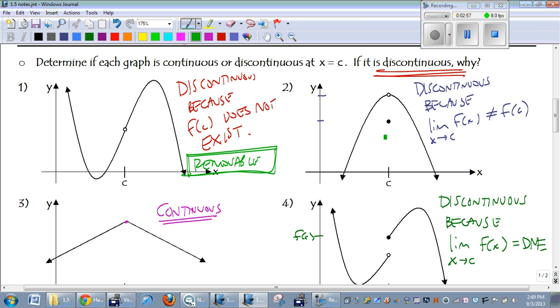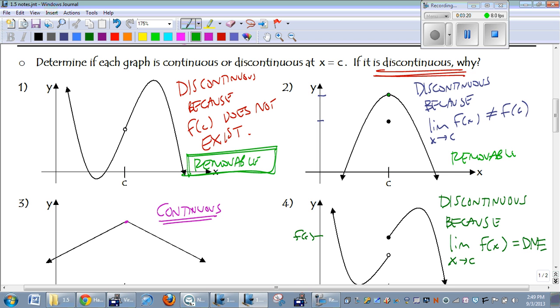2 is similar but a little different. This one, f of c is already defined at this point, but that makes it discontinuous. If we were to take this point and define it here, again, just fill in the one that's missing, that would make it continuous. So this is another example of a removable discontinuity.